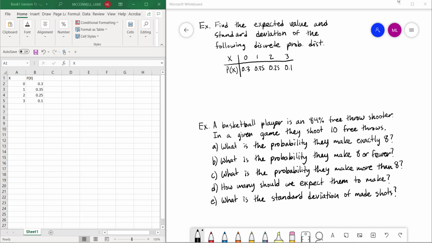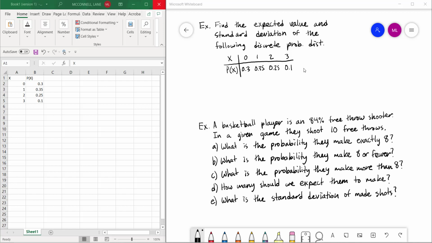In this video, we're going to take a look at using Microsoft Excel to do some of the calculations related to probability. So I want to start with this problem up here at the top. It says to find the expected value and standard deviation of the following discrete probability distribution.